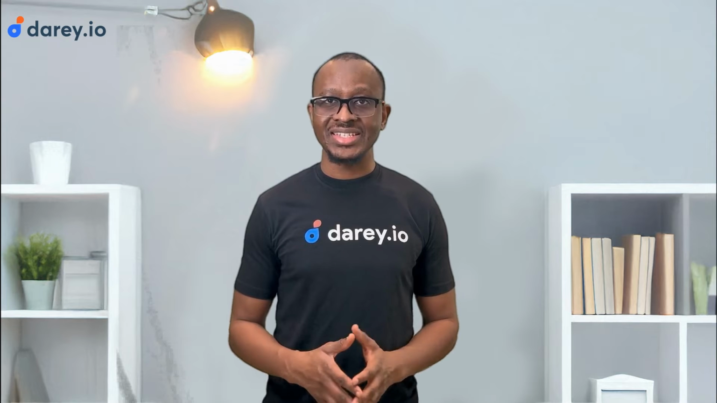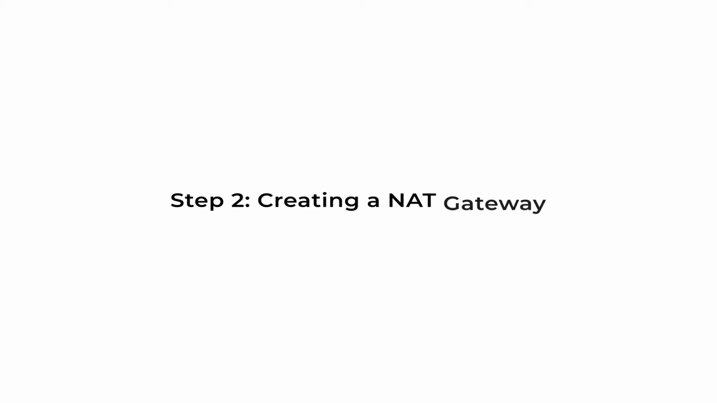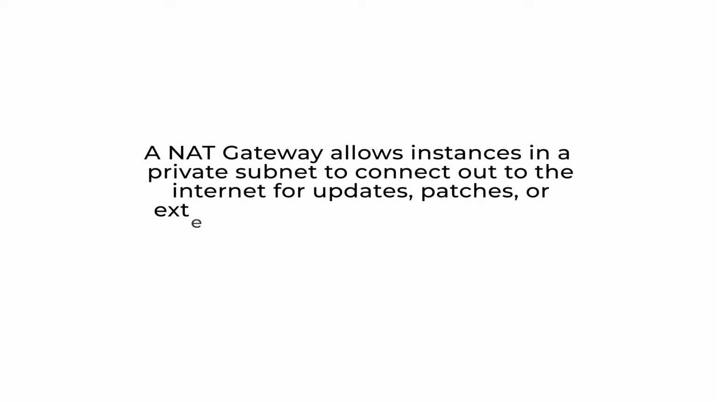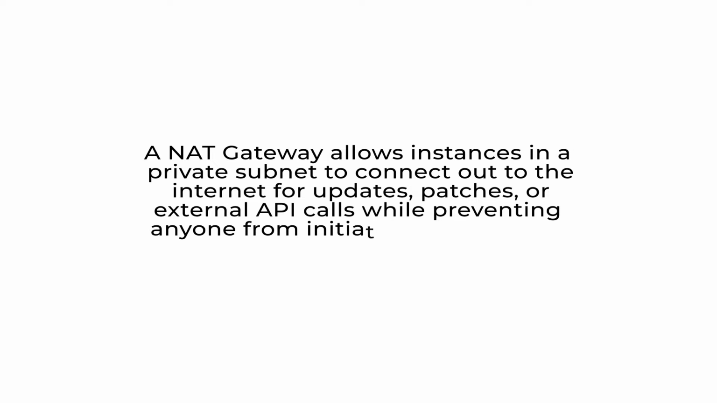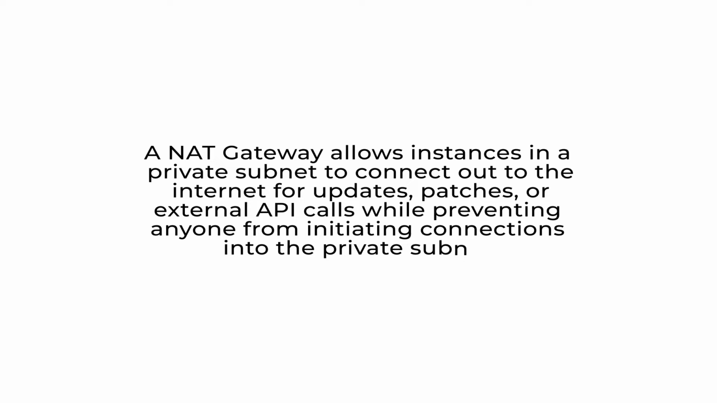Now that we have our private subnet, let's move on to setting up a NAT gateway so that instances in this subnet can access the internet outbound, but still remain inaccessible from outside users. Step 2, creating a NAT gateway. A NAT gateway allows instances in a private subnet to connect out to the internet for updates, patches, or external API calls, while preventing anyone from initiating connections into the private subnet.